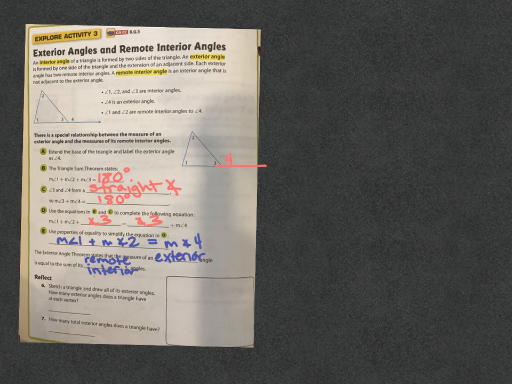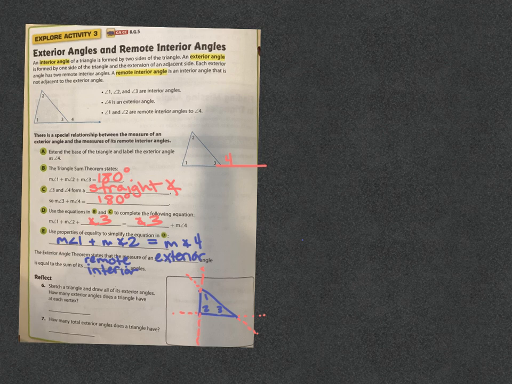So they ask us, sketch a triangle and draw all of its exterior angles. Let's see. Okay, so here I have a triangle with angles 1, 2, 3. I'm going to extend out all of the lines. I'll do a different color so we can see them clearly. That one extending, this one extending, and this one extending. Okay? And we will draw all of its exterior angles.